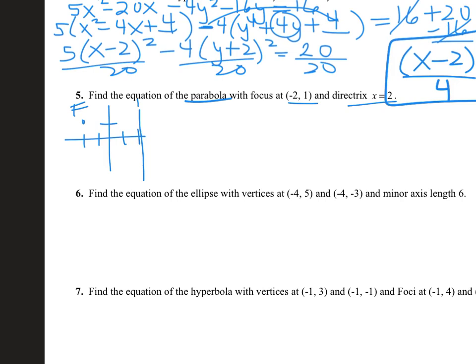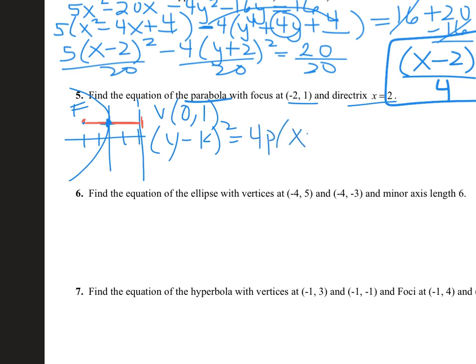All right, that tells me that this parabola is going to have a vertex in the middle between these two things. And so that middle would be right there. So the vertex would be at 0, 1. It also tells me that this parabola is opening to the left. Now, if our parabola is open to the left, then we have to use the formula (y - k)² = 4p(x - h).